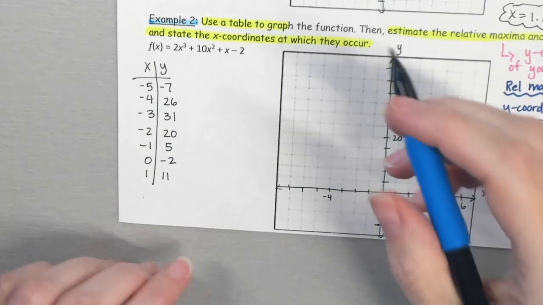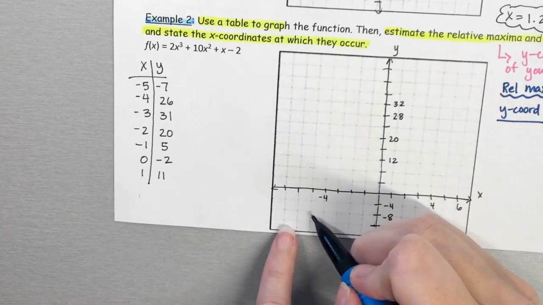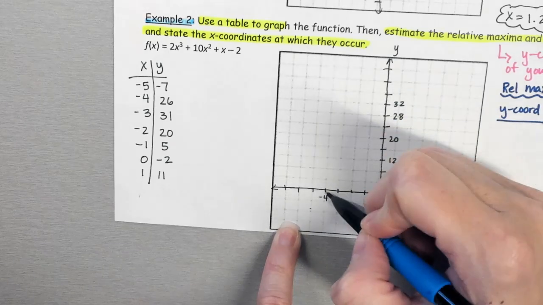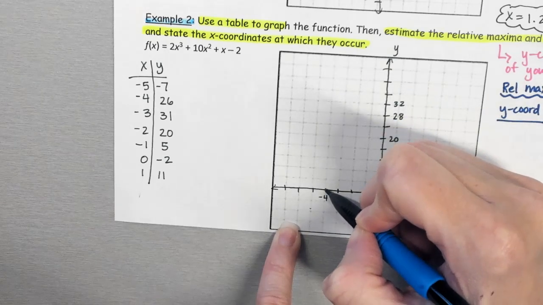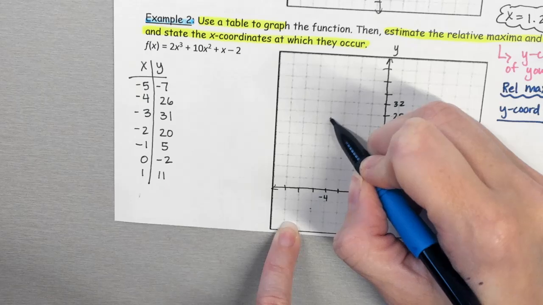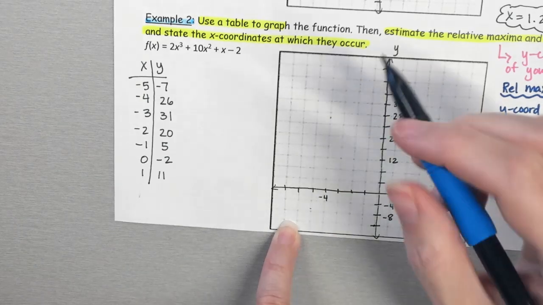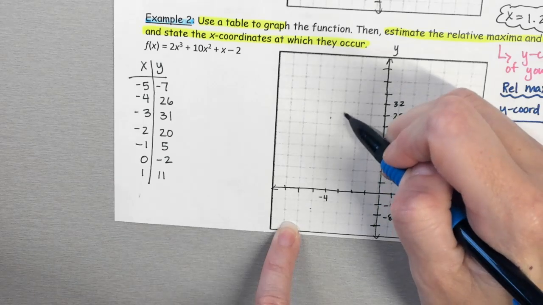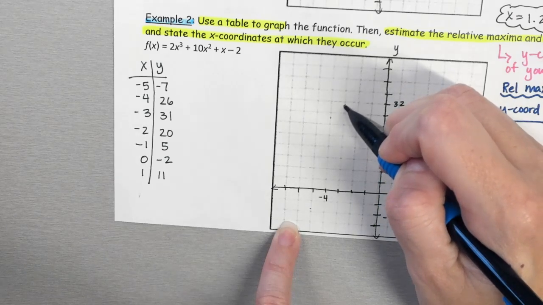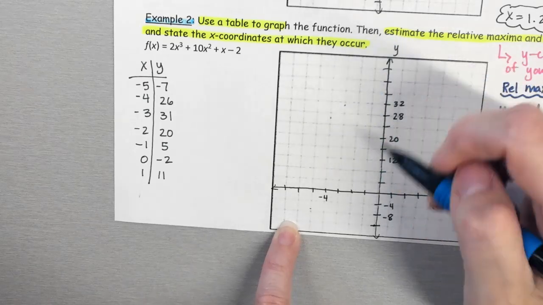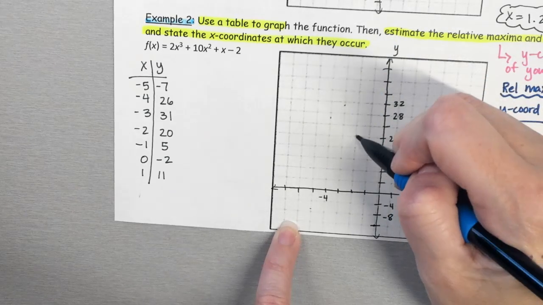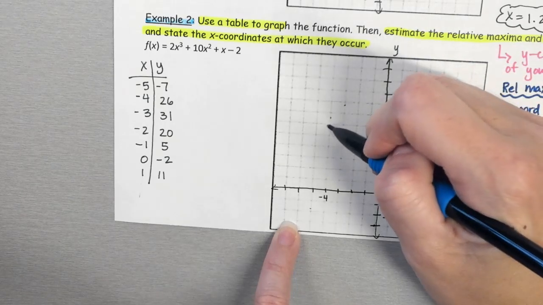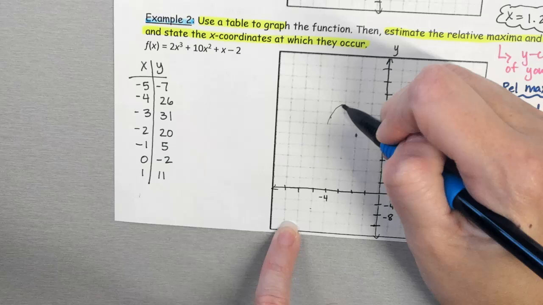And then we're going to plot our points. So at -5, I'm at -7, so that's approximately here. At -4, I'm up at 26, so if this is 28, I'm at 26. At -3, I'm at 31. So that's very close to 32. At -2, I'm at 20. And then this might be a good place too to do like your curve.